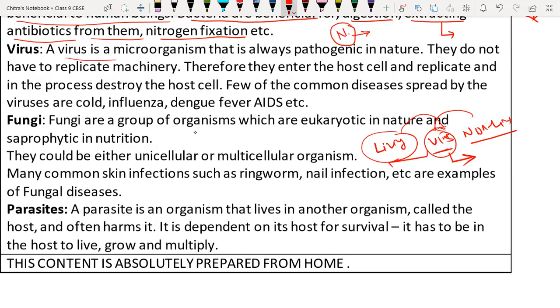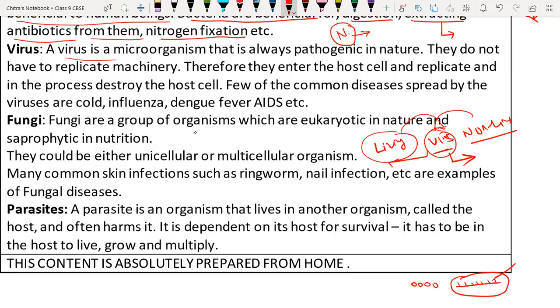But how is a virus non-living outside our body? Because a virus is nothing but a kind of RNA, like mRNA. So when it is present outside the body, it is not multiplying. That's why it exists in a non-living condition.